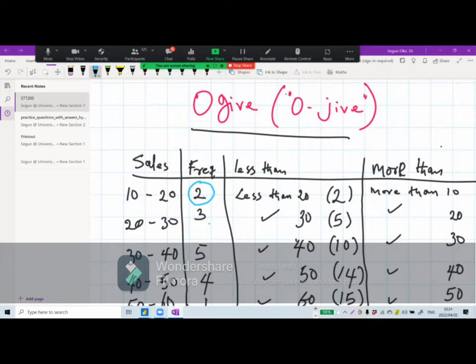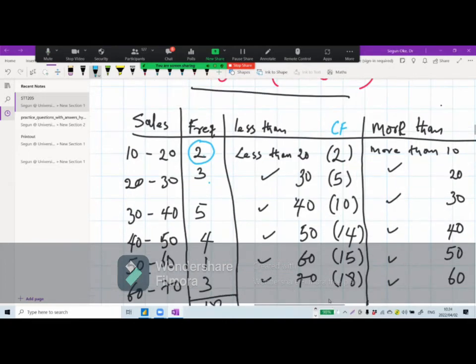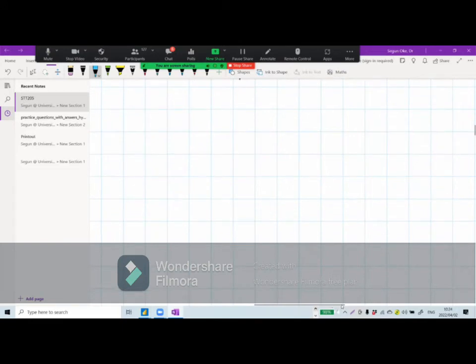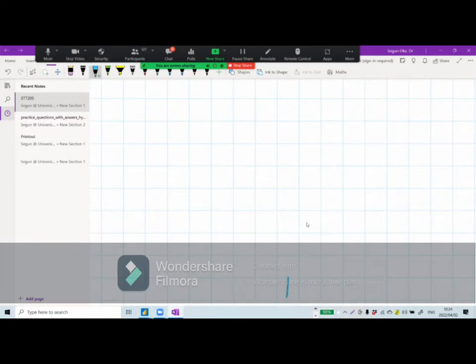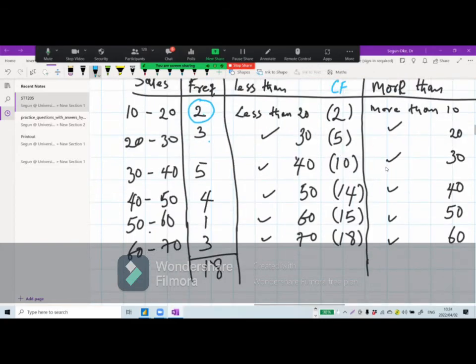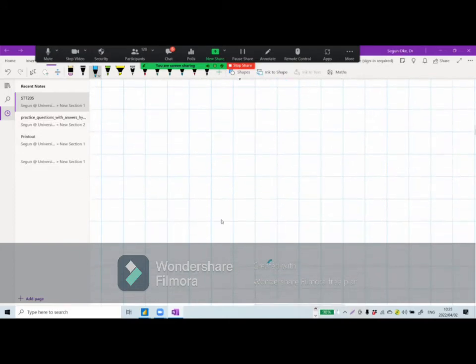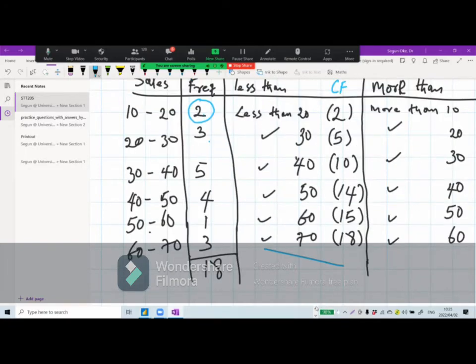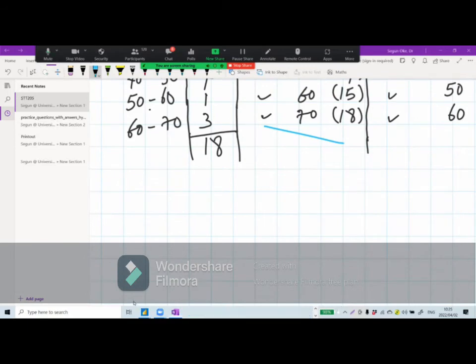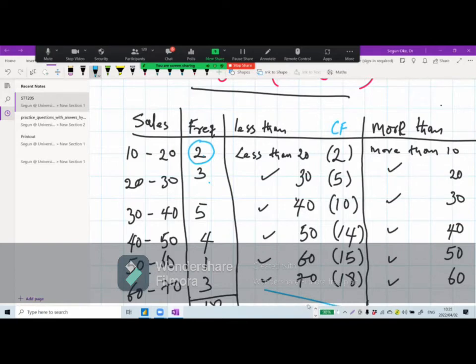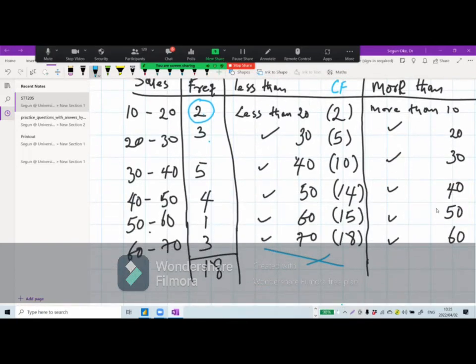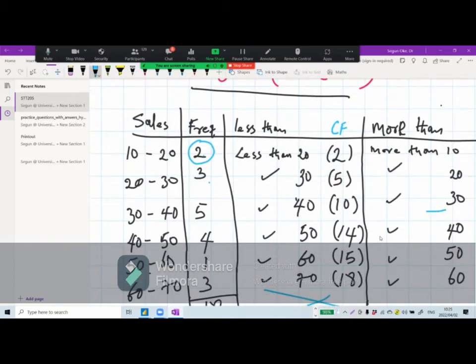So the cumulative frequency for each of them is different. Don't mix it. This is the cumulative frequency for this, and this particular one also has its own cumulative frequency. So we have the cumulative frequency for the other side, please. Let me clean this so we can write it out.